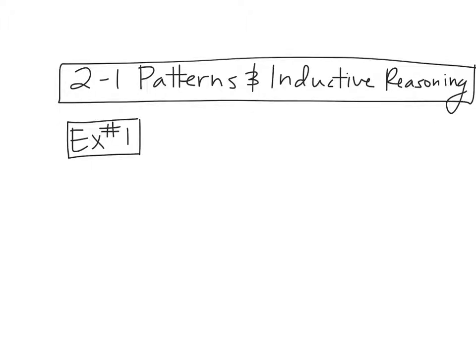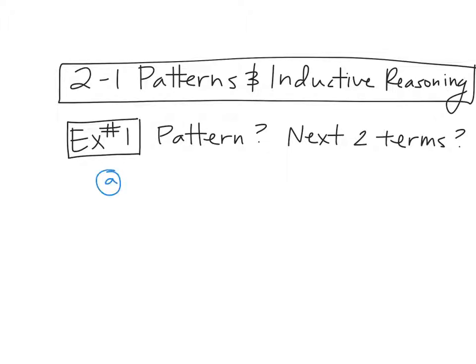First example, I want to know what is the pattern and what are the next two terms. Okay, so if I give you, for our first one, this. Okay, dot, dot, dot just means we're going to keep going with it. So 3, 9, 27, 81. Can you tell me what the pattern is?